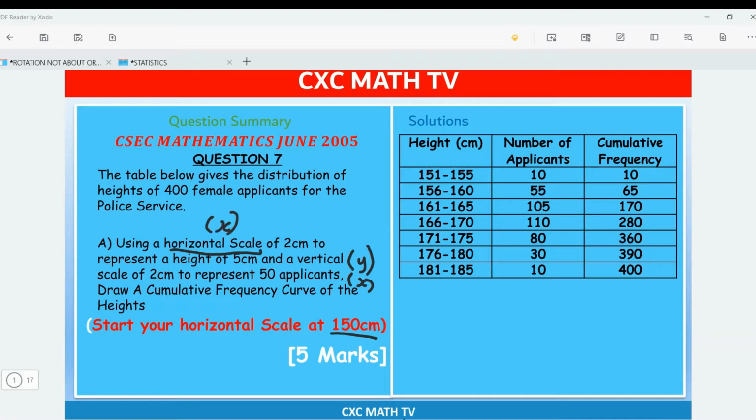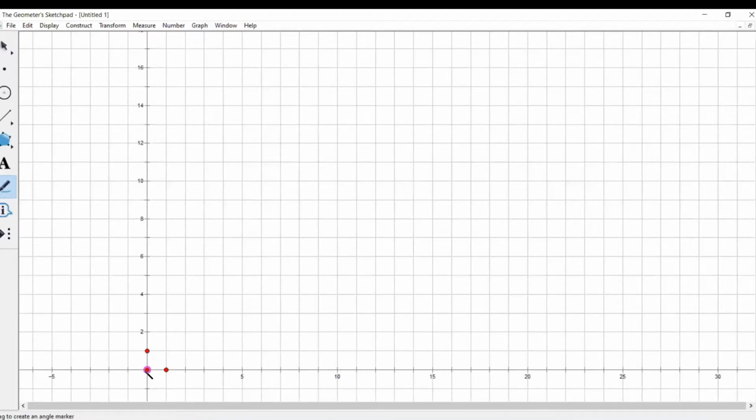All right, so now let's go ahead and do this. So we're starting at 150. So right here at the origin, we're just calling that 150. And then every 2 centimeters is 5 units. So that's 155. This is going to be 160, 165, 170, 175, 180, 185. All right, cool.